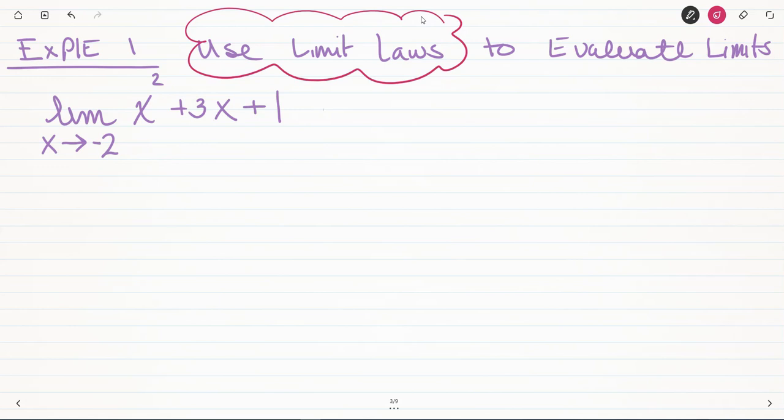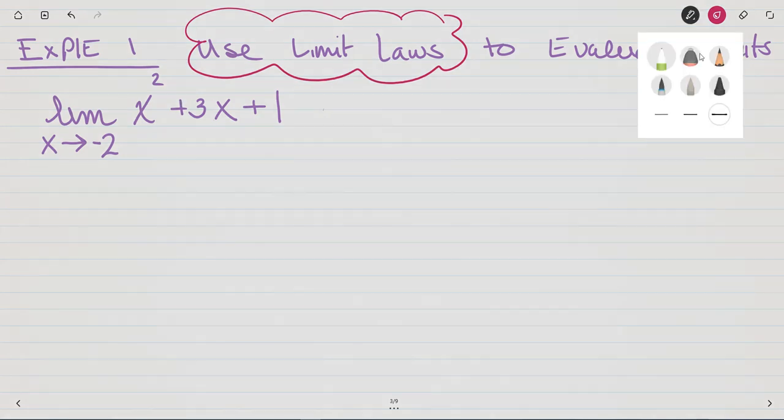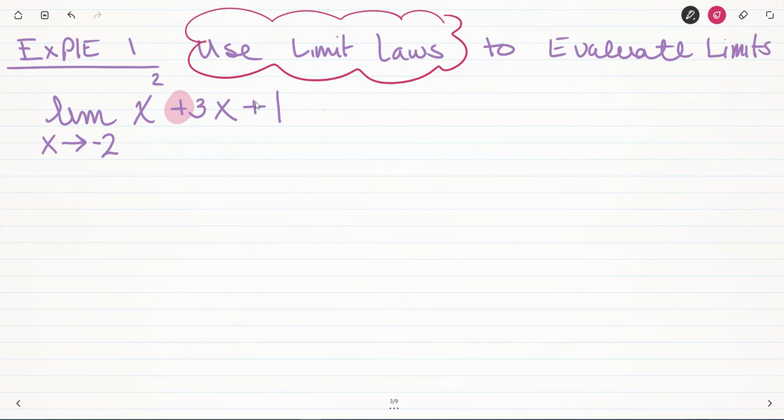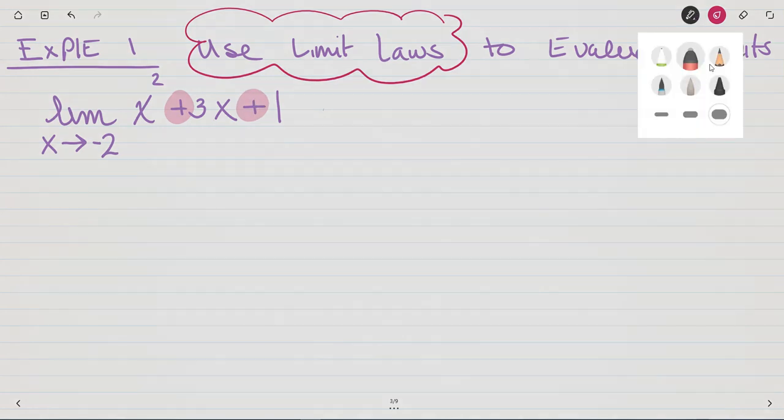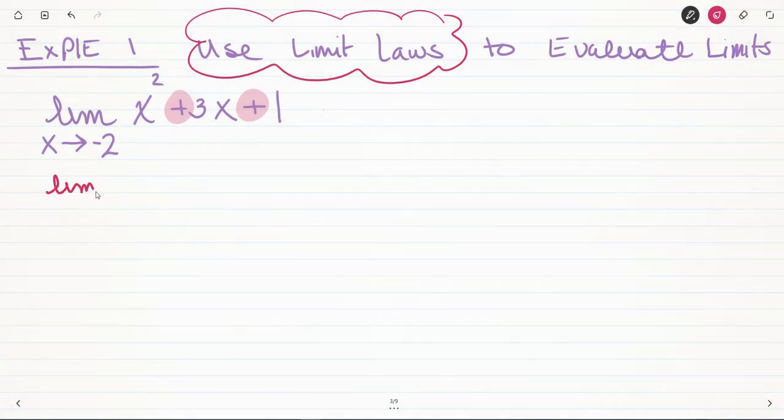And here's the first one. The first one is going to have to do with these sums. The limit law is the limit of a sum, so the limit of x squared plus 3x plus 1. The limit of a sum is simply the sum of those limits. So it's going to look like this, the first step. We'd break it into 3 addends.